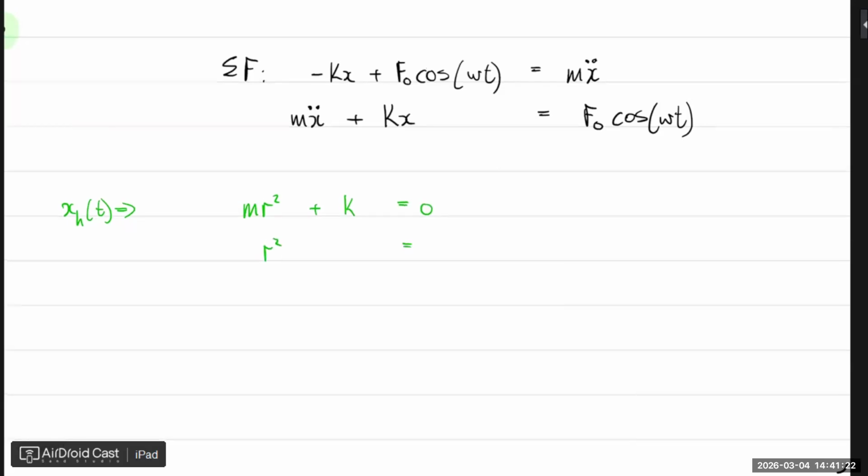So r squared is negative k over m. So r alone is the square root of negative k over m, but positive and negative. So to write it even nicer, we say it's 0 plus or minus, we don't like a negative under the root, so it's just square root of k over m times i.